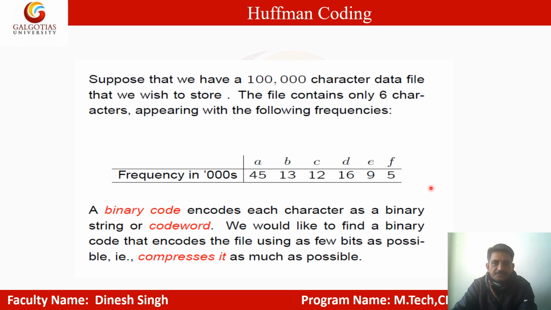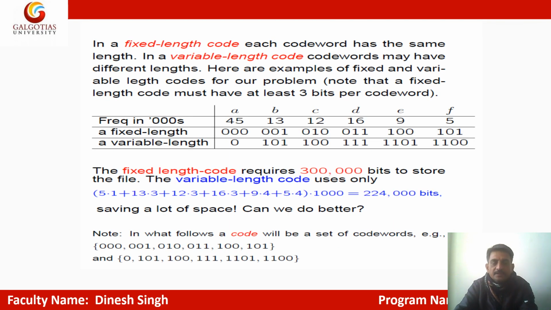and 5. So the binary code encodes each character as a binary string or code word. We would like to find a binary code that encodes the file using as few bits as possible, that is, compresses it as much as possible. The compression is a very, very important factor. In a fixed length code, each code word has the same length. In a variable length code, code words may have different lengths. Here are some examples of fixed and variable length codes for our problem.